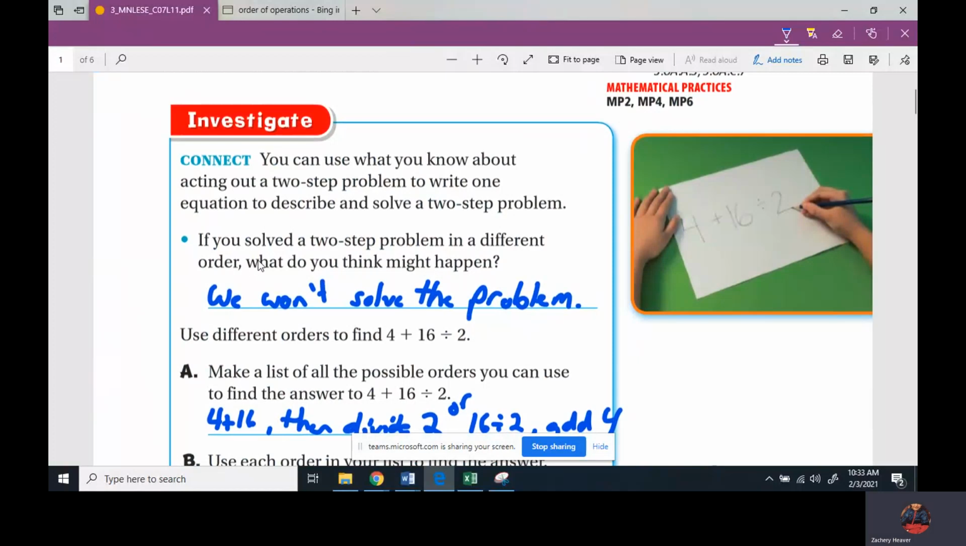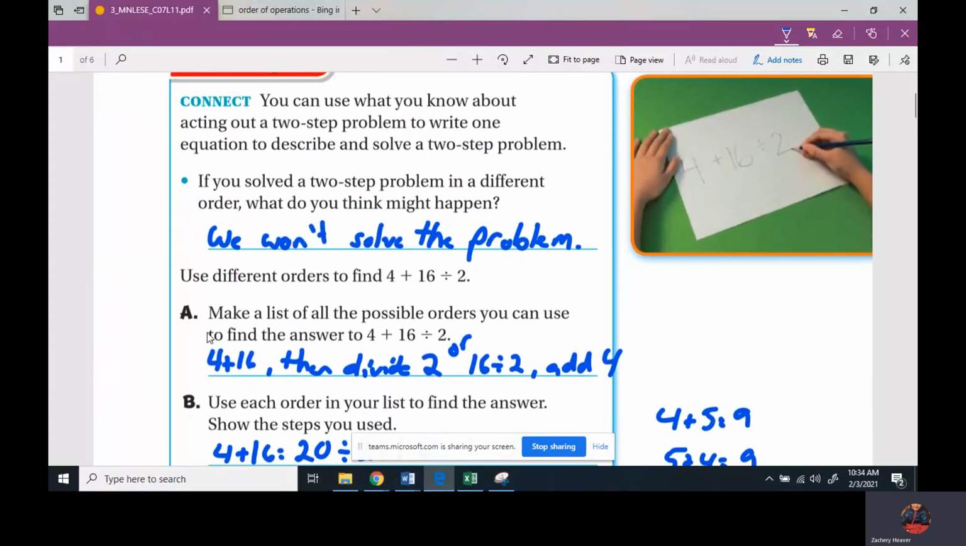So if we solve the two-step problem in a different order, what do you think might happen? If we're doing it in different orders, we can't solve the problem. If you solve one way, and then the same problem a different way, you're not going to get the same answer, and one answer will be wrong. So we have to learn how to do things the same way. So if we solve a two-step problem in different orders, we won't solve the problem. That's what I wrote.